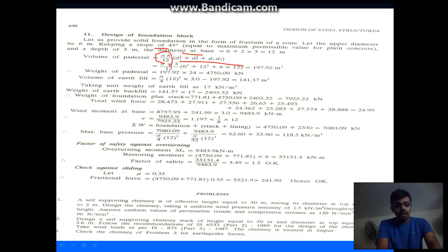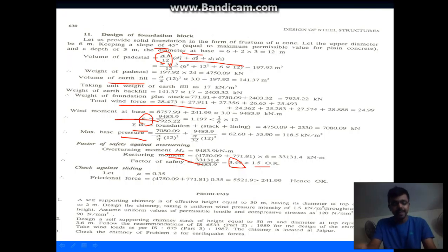For this also, we have calculated the volume of the earth fill, total wind force acting, and wind moment at the base, because it's an important section. This is the eccentricity, the summation of all the weights which will be acting, and at the end we have gone for the maximum base pressure. As we know, we have to add some factor of safety against overturning as well. We have the overturning moment and the restoring moment, and we have got a factor of safety of 3.49, which has to be greater than 1.5 as per our design codes, and hence it is safe.